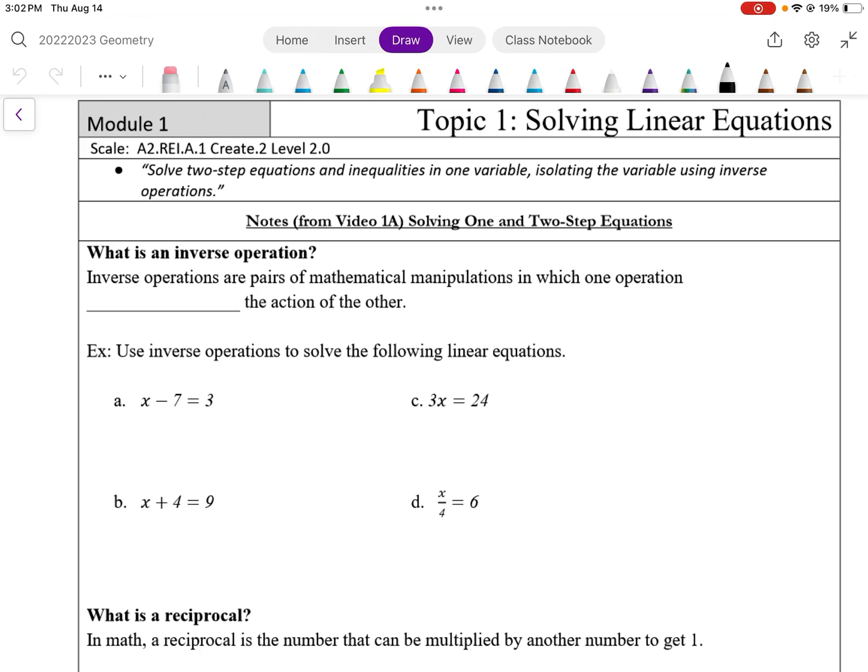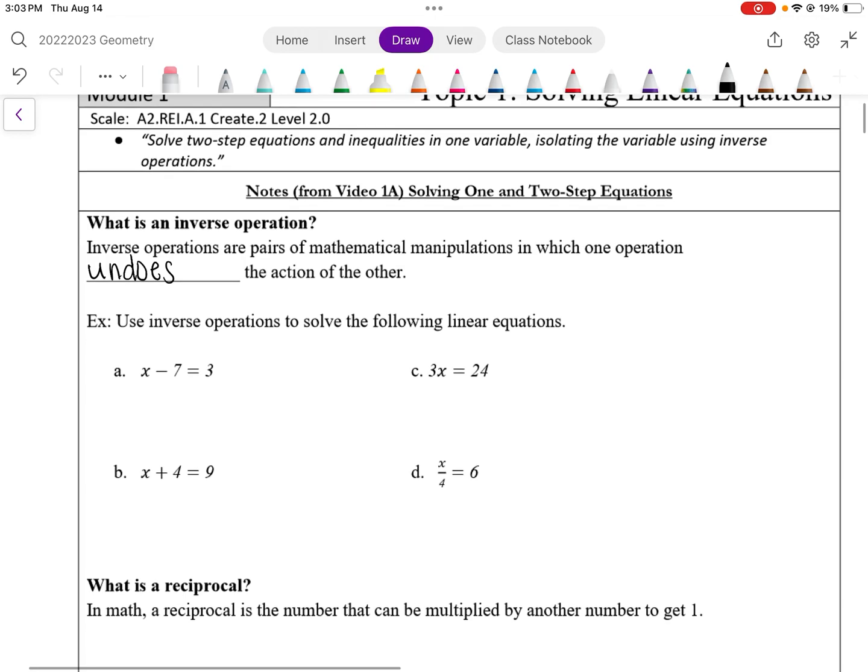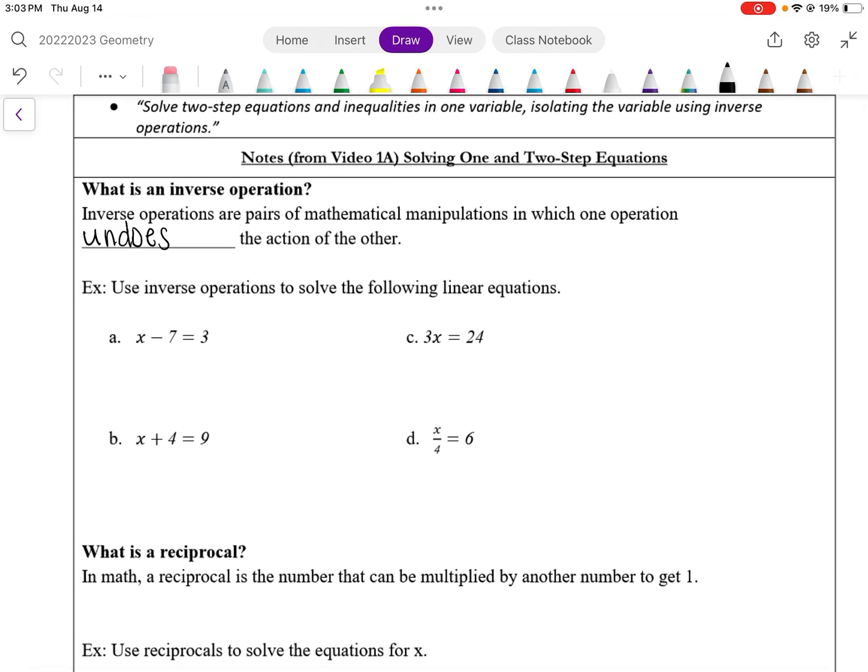All right, let's start off by talking about what an inverse operation is. Inverse operations are pairs of mathematical manipulations in which one operation undoes the action of the other. So think like opposites. Inverse kind of means the opposite operation. So the opposite of addition would be subtraction. They undo each other. The opposite of multiplication is division. Those undo each other.